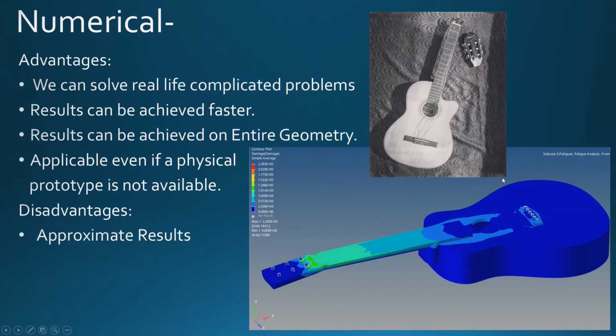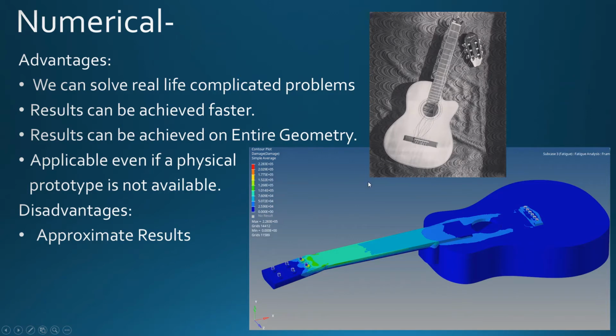So the result which I got was the usual one. The guitar broke from here, but this is not the picture of it. In this picture the guitar broke from here because I had provided the wrong boundary condition. I had provided a static boundary condition previously. That is why I'm getting a break from here, that is, from the bridge.